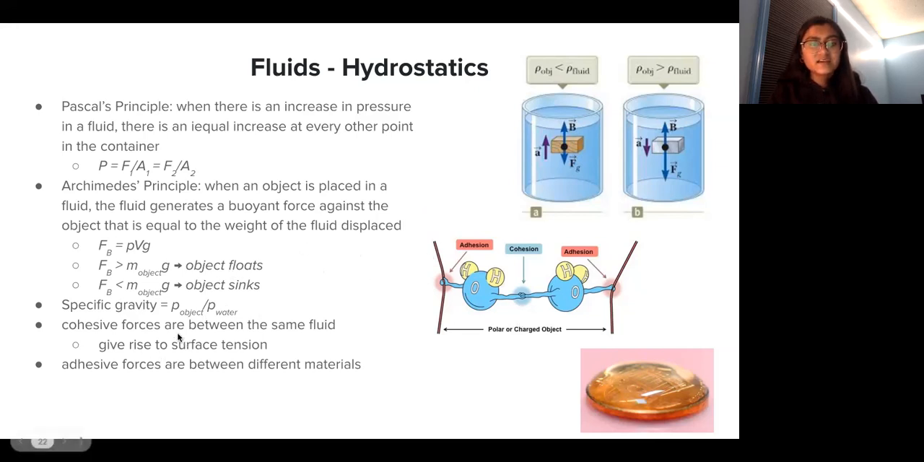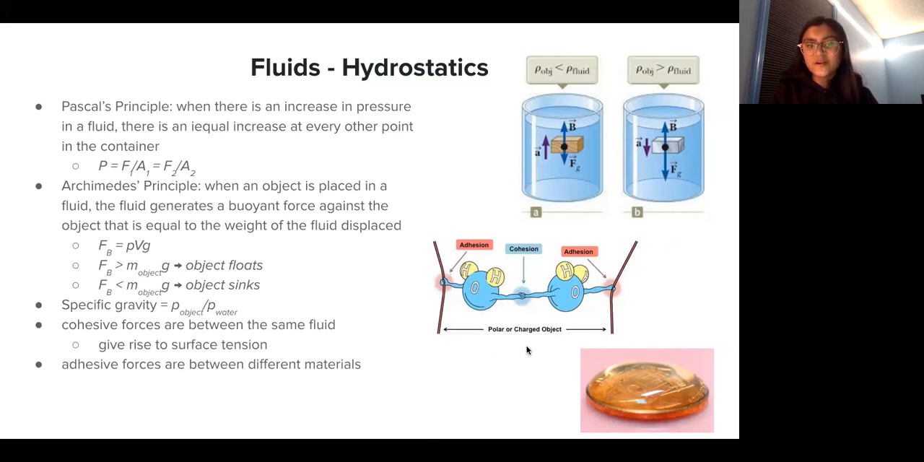And then we can talk about cohesive and adhesive forces. I'm following along these bullets as I put them. So your cohesive forces are going to be between the same fluid, as I have here, like the water molecules interacting with each other. And then your adhesive forces are going to be between different materials. So the way the water is interacting with, let's say, some bent container, those are going to be your adhesive forces.